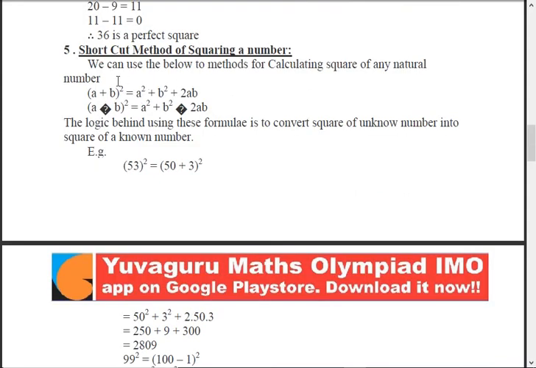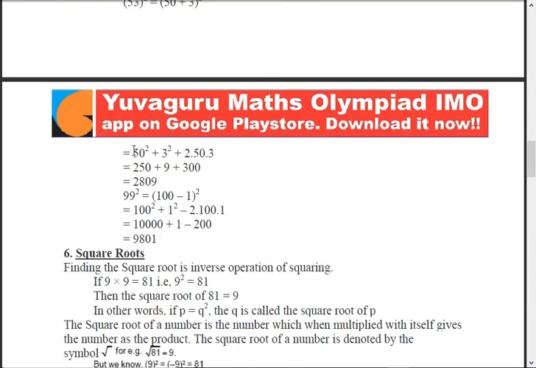Now, a shortcut method for squaring any number. (a plus b) the whole square is a square plus b square plus 2ab. And (a minus b) the whole square is a square plus b square minus 2ab. The logic behind using this formula is to convert the square of an unknown number into the square of known numbers. So 53 is an unknown number, difficult. But known numbers are 50 plus 3. So use (a plus b) the whole square. So it becomes 50 square plus 3 square plus 2 into 50 into 3.